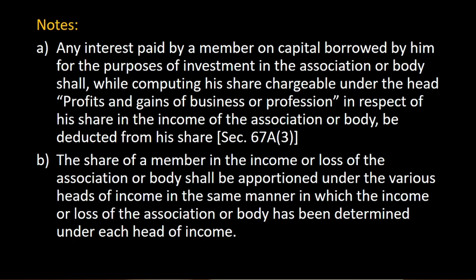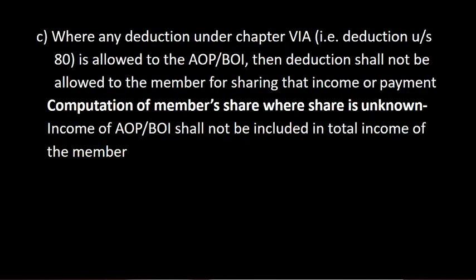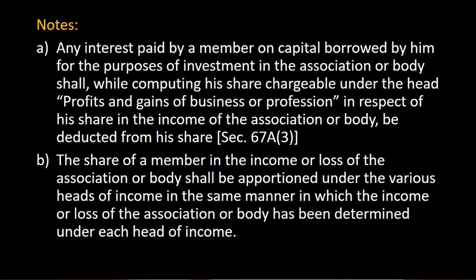Now I am coming to the second important thing, computation of member share where share is unknown. Actually computing is a worst or unnecessary thing. That's why they simply said, when the member share is unknown, you remember AOP is taxed at MMR. Do you remember a little? Yes sir, when member share is unknown, AOP is taxed at MMR. Now when AOP is paying the highest amount of tax possible, do you feel that whatever the member is getting from AOP should be taxed again?